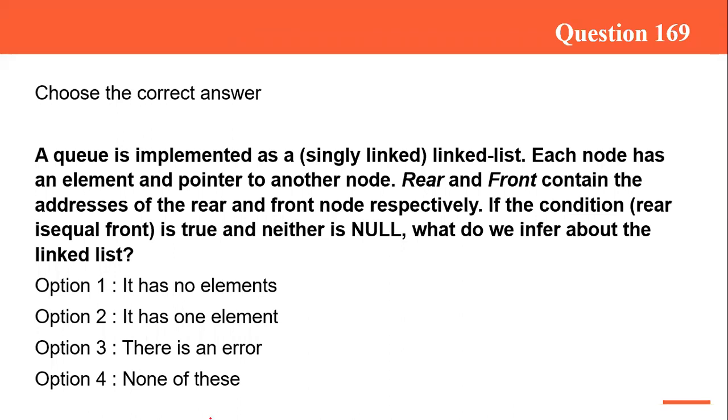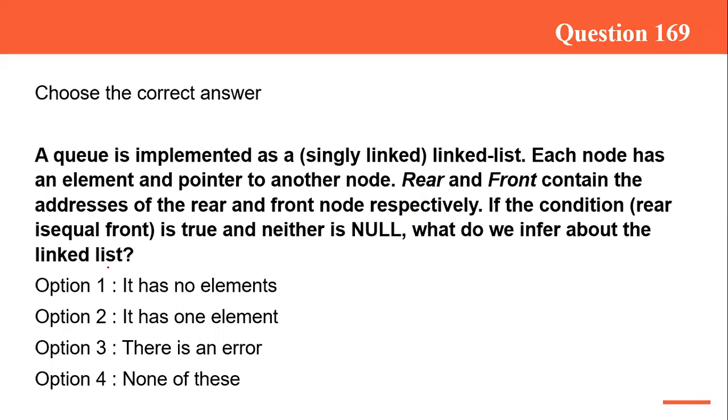What's the answer, girls? Just now I have shown you a pictorial representation of a queue. You remember that? A queue is implemented as a single linked list. Each node has an element and a pointer to another node. Rear and front contain addresses of the rear and front node respectively. If the condition front is equal to rear is true and neither is null, they are not null also. Both of them are not nulls, but both front and rear are the same.